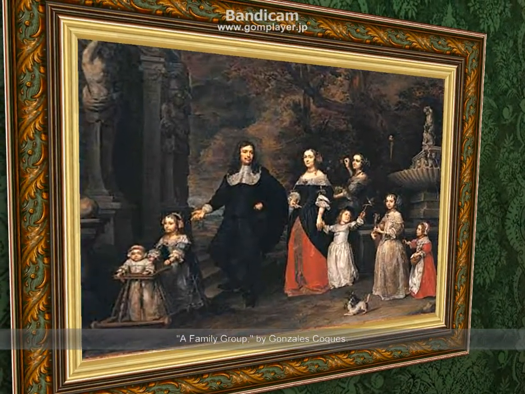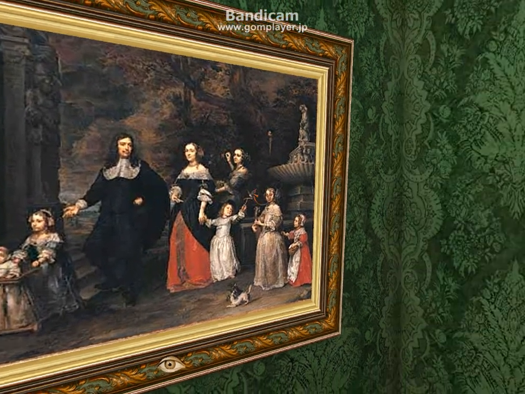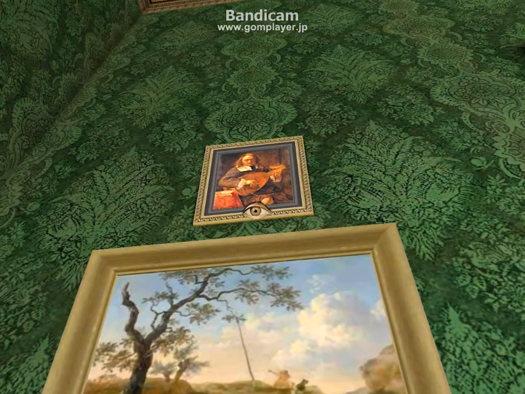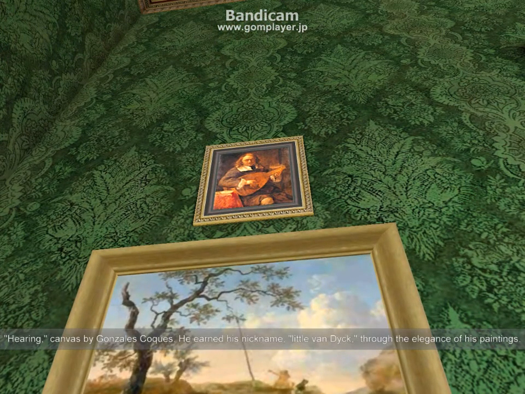A family group by González Cox. Hearing, canvas by González Cox. He earned his nickname Little Van Dyke through the elegance of his paintings.